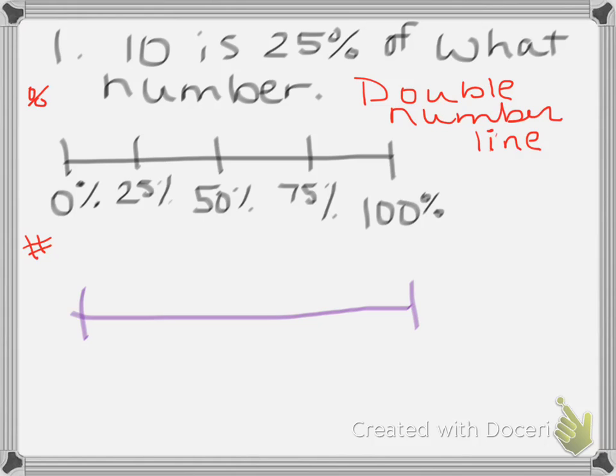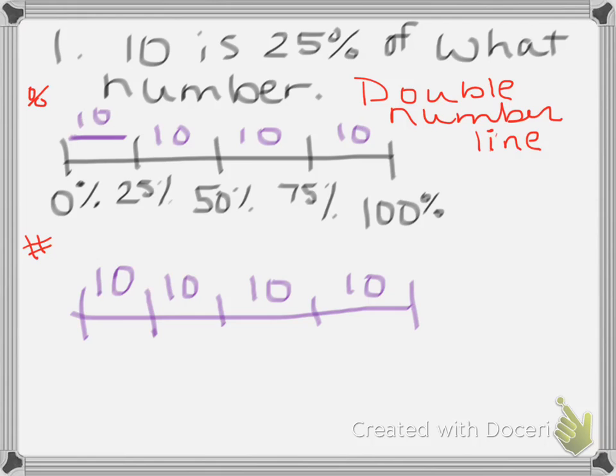And since it's saying that 10 is 25%, we're going to go ahead and first show that 10 as being 25%. So if you look up at the top number line, I went ahead and put a purple highlight right there. And so 0 to 25% is equal to 10. So now you're going to make the same tick marks that you did on the top one. So we need one for 50, one for 75, and one for 100.